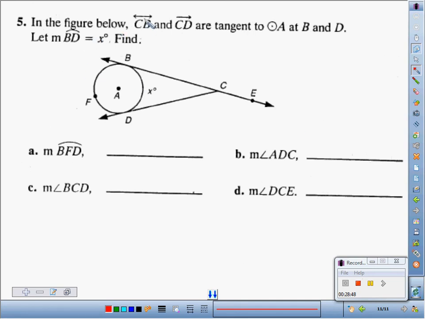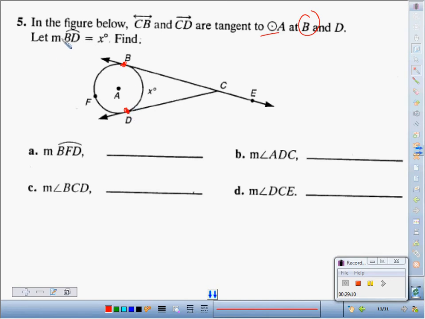In the figure below, line CB and line CD are tangent to circle A at B and D. So that means B is a point of tangency. They're basically telling you B is a point of tangency. That means that this line BE touches the circle in only one place, at point B. And same thing down here. D is a point of tangency.